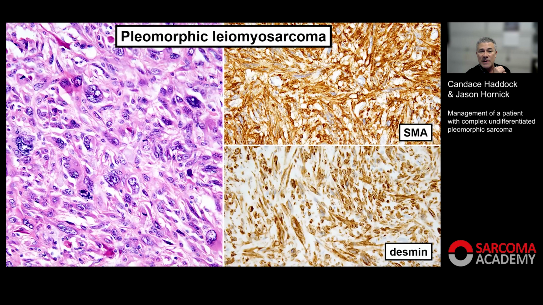In addition to the spindle cells with pink cytoplasm, we have bizarre pleomorphic cells. And in this setting, immunohistochemistry is very helpful to distinguish this tumor from an undifferentiated pleomorphic sarcoma. Smooth muscle actin and desmin are positive to help us. Next slide.